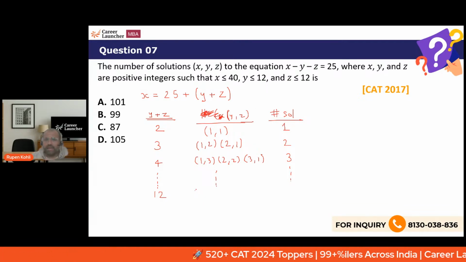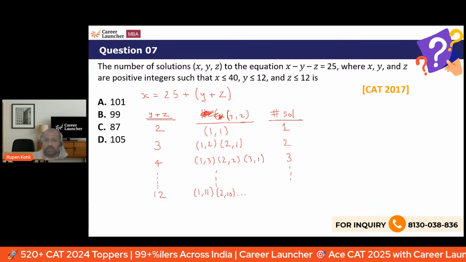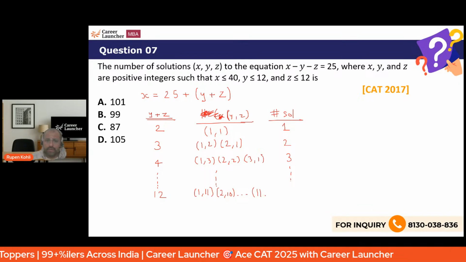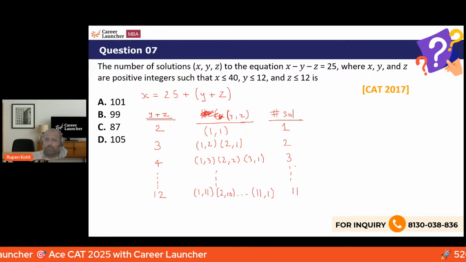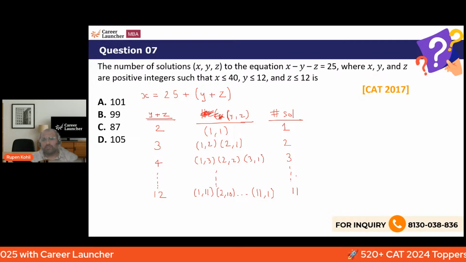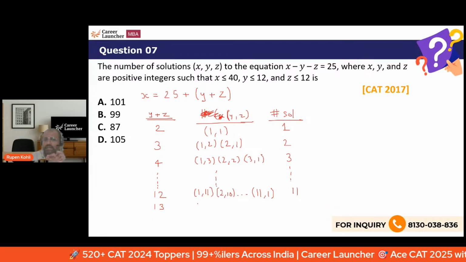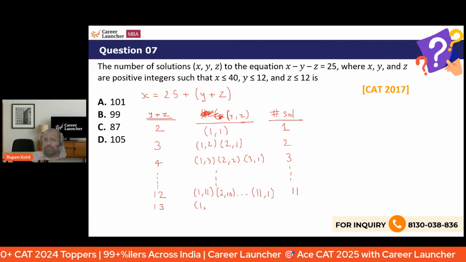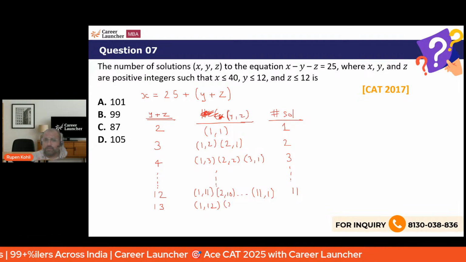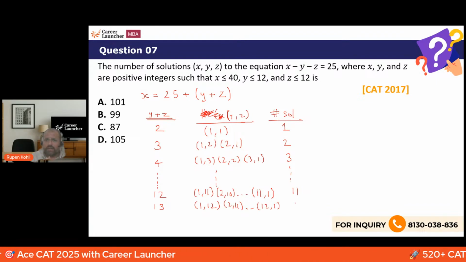For 12, we'll have the solutions starting from 1 comma 11, right? 2 comma 10, going all the way up to finally 11 comma 1. So from 1 to 11, these are 11 solutions, and till now we are just having the regular pattern, right? But things will change now slightly. At 13 also, we'll not have an issue. It will be going from 1 12 up to 12 1, and so we still have that pattern continuing.